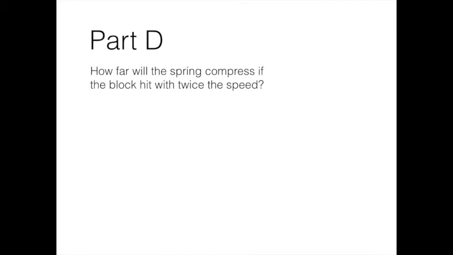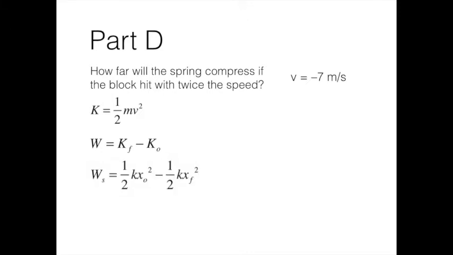Part D, how far will the spring compress if the block hits with twice the speed? Twice the speed is negative 7 meters per second, so that's what we're going to use for our velocity. We're going to be using the kinetic energy equation again, also the work-kinetic energy relation, and the spring equation for work. We know the mass is 0.25 kilograms and velocity is negative 7 meters per second, so square the velocity, multiply by the mass, and divide by 2, and you'll get that the kinetic energy is 6.1 joules.